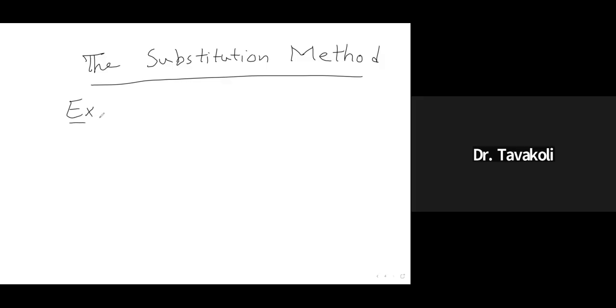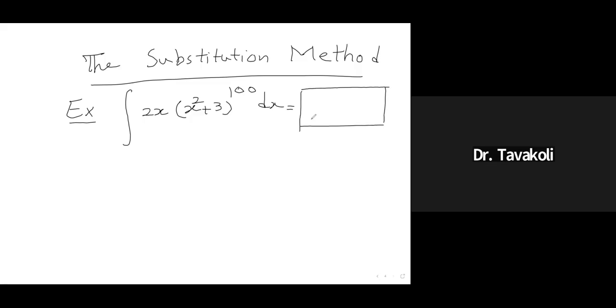So for example, suppose I want to do the integral of 2x times x squared plus 3 to the power of 100 dx. On purpose, I used a large exponent. I'm sorry, it was x squared plus 3. Please make this correction. I wanted to show how important the substitution is to solve a problem like this, because it's not practical to expand x squared plus 3 to the power of 100. But doing the substitution makes it much more simple.